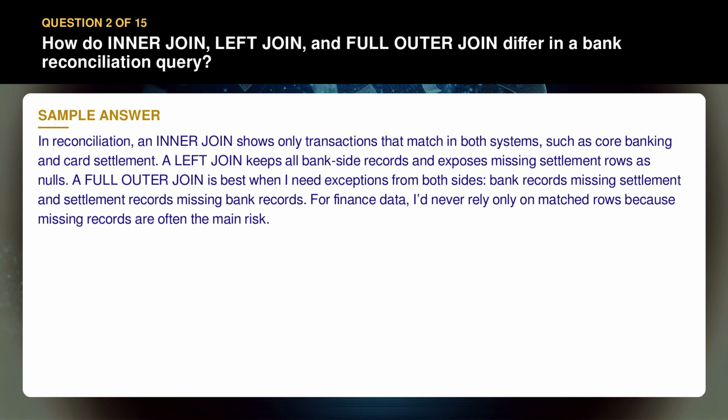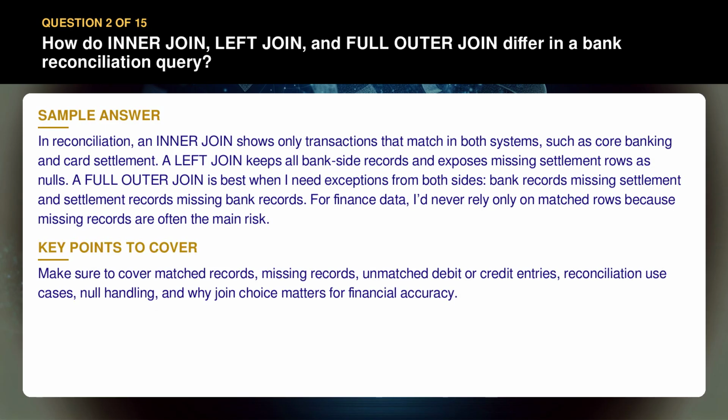missing bank records. For finance data, I'd never rely only on matched rows because missing records are often the main risk. Make sure to cover matched records, missing records, unmatched debit or credit entries, reconciliation use cases, null handling, and why join choice matters for financial accuracy.